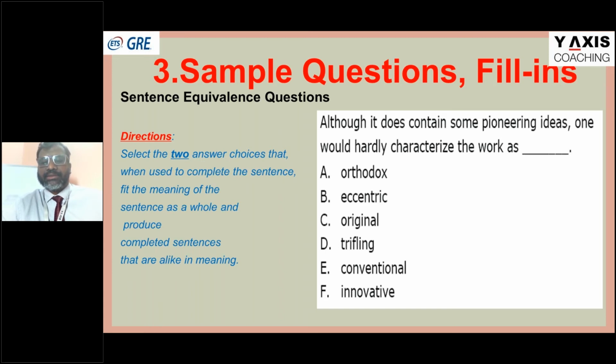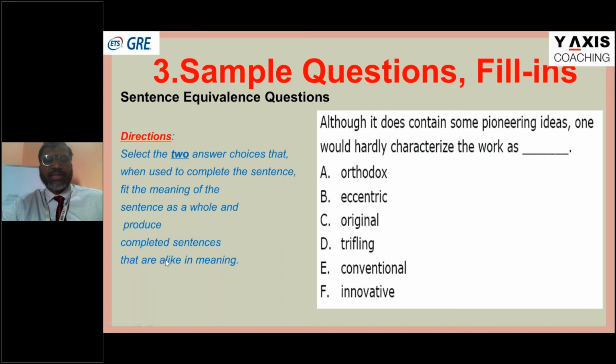Out of the 20 questions, 10 are fill in the blank questions. You can look at it. This is called sentence equivalence questions. Equivalence is about the meaning of the completed sentences being alike. So 6 answer choices are given. You need to select 2 in such a way that the resultant sentences mean alike.